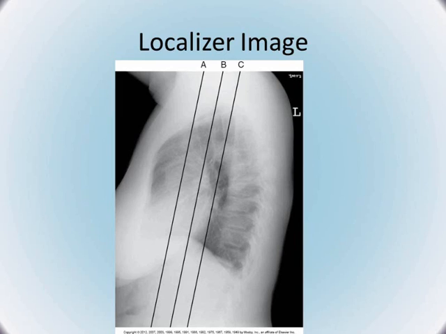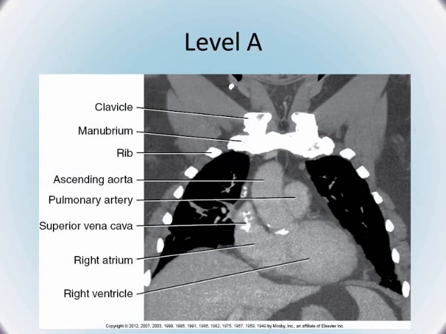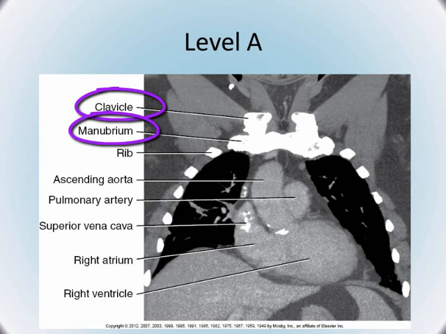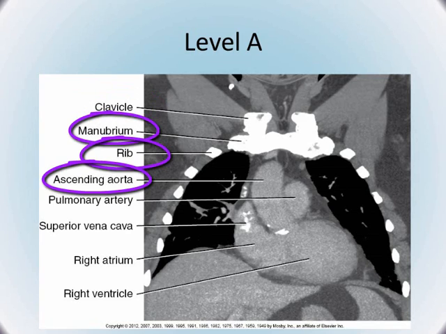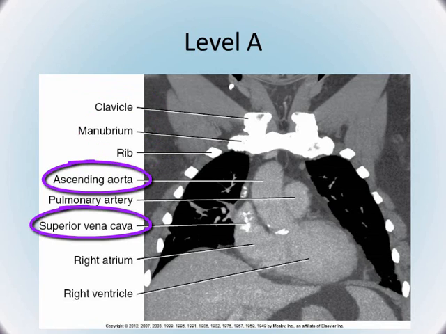And here's the last localizer image of the chest. We're dividing the chest into coronal planes, and we're looking at the levels of just A, B, and C at a lateral chest radiograph. Here's the clavicle, the manubrium, a rib, ascending aorta, the superior vena cava, the right atrium, and the right ventricle.